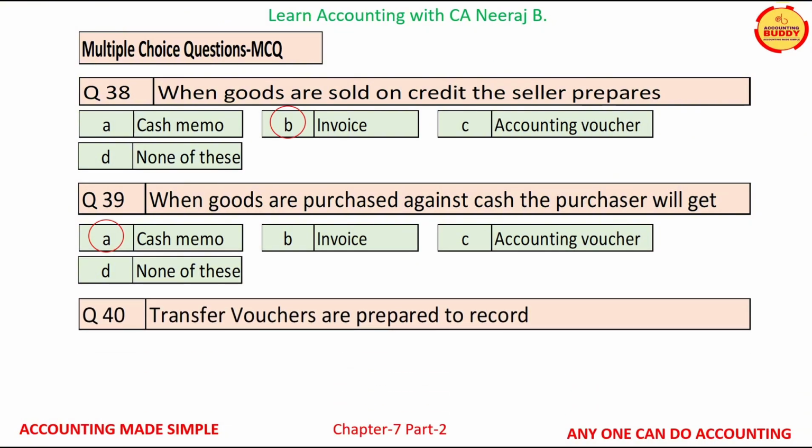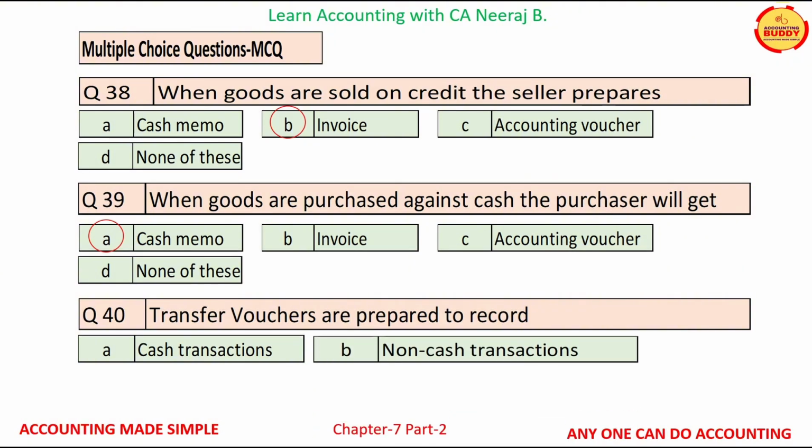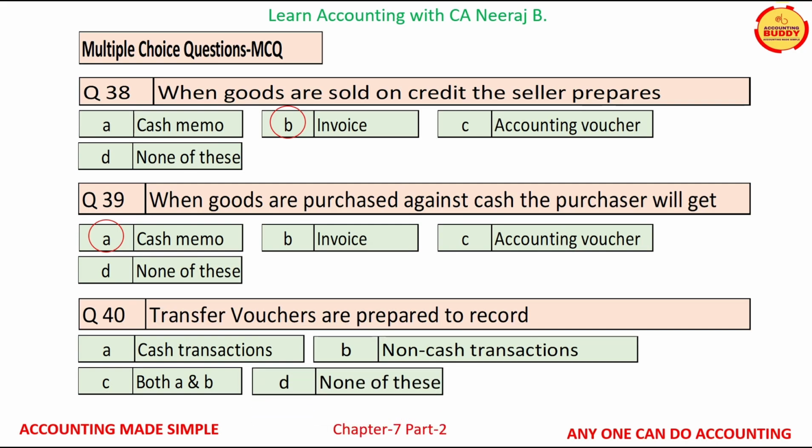Question number 40. Transfer vouchers are prepared to record, and the options available are option A, cash transactions, option B, non-cash transactions, option C, both A and B, and option D, none of these. And the correct answer is option B, non-cash transactions. Therefore, the transfer vouchers are prepared to record non-cash transactions.